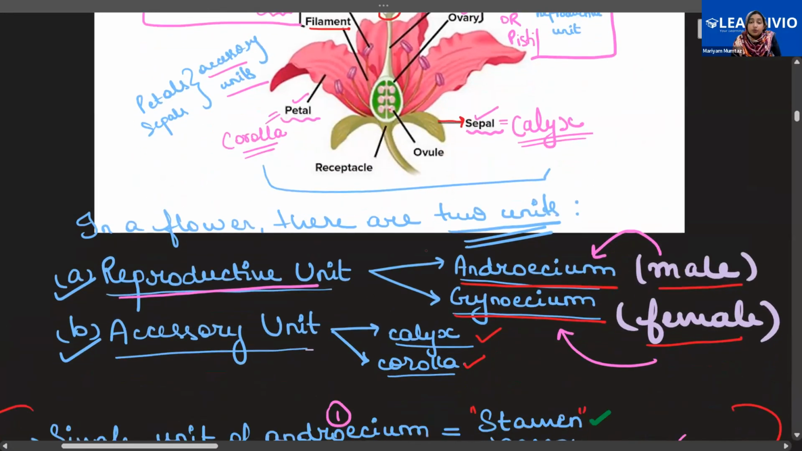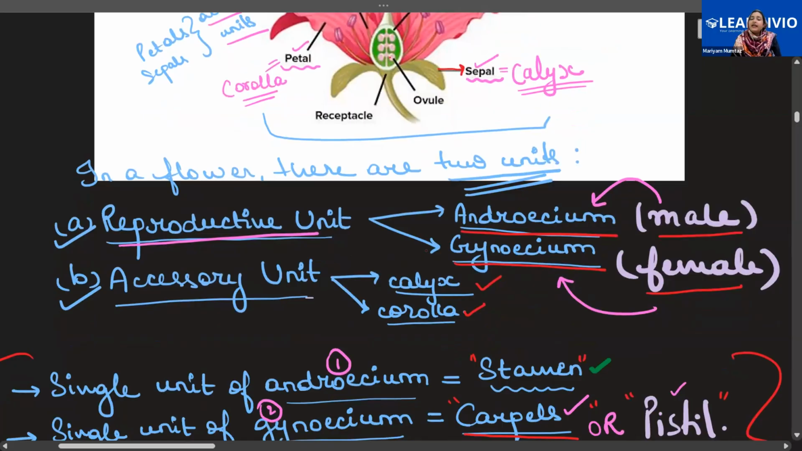Now, if we talk about the units that are present in the flower, there are majorly two units present. One is the reproductive unit, which is directly involved in the reproduction process. Directly, meaning they make the gametes, male gametes and the female gametes. So the male reproductive unit of a flower is androecium and the female reproductive unit of a flower is gynoecium. So androecium and gynoecium, these are the two reproductive units.